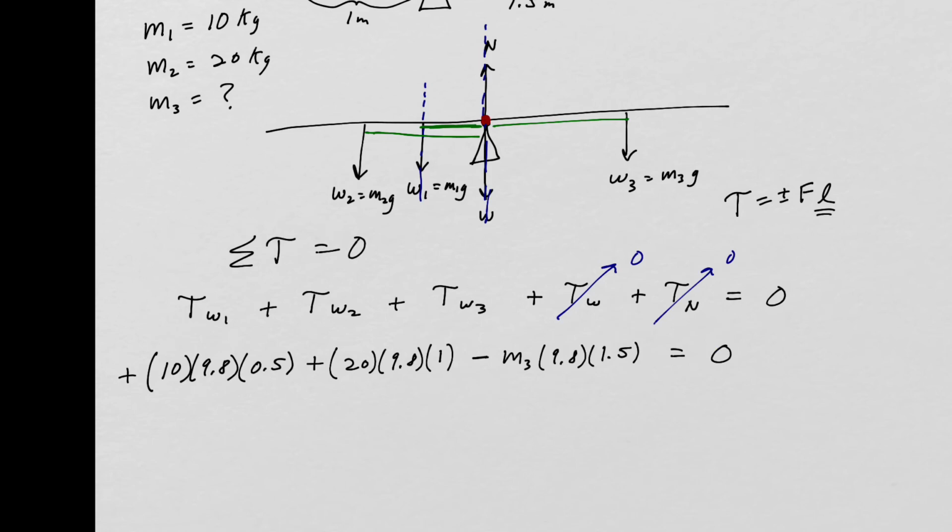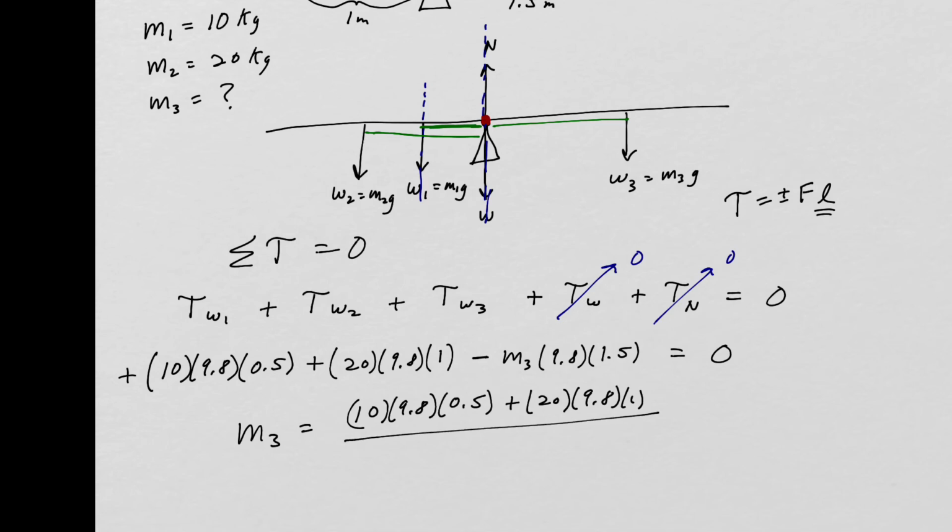So notice that my only unknown is M3. I can solve this for M3. In fact, if I add this term to both sides, I'll bring it to this side, then I'll divide by these two values. So basically you're going to get M3 is going to be this whole thing divided by 9.8 times 1.5. And if you work that out, you're going to find that it's 16.7 kilograms.